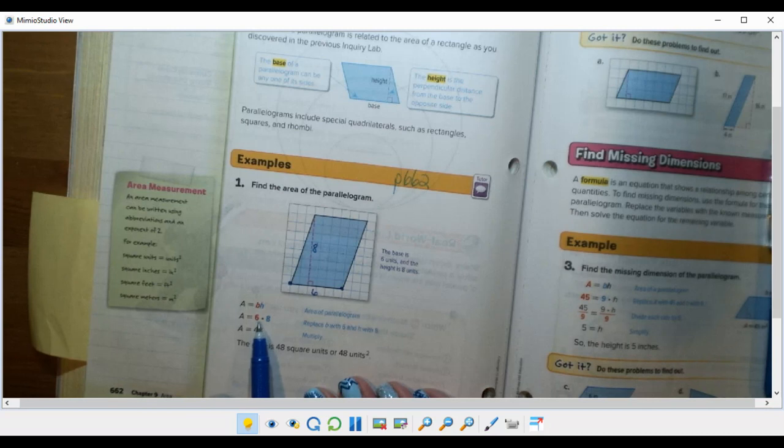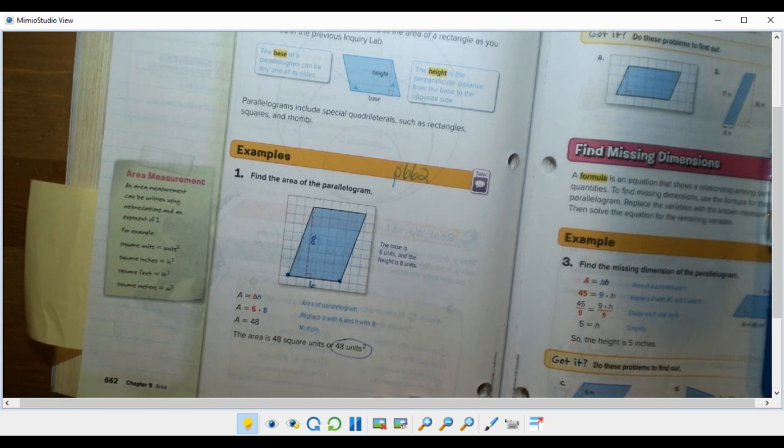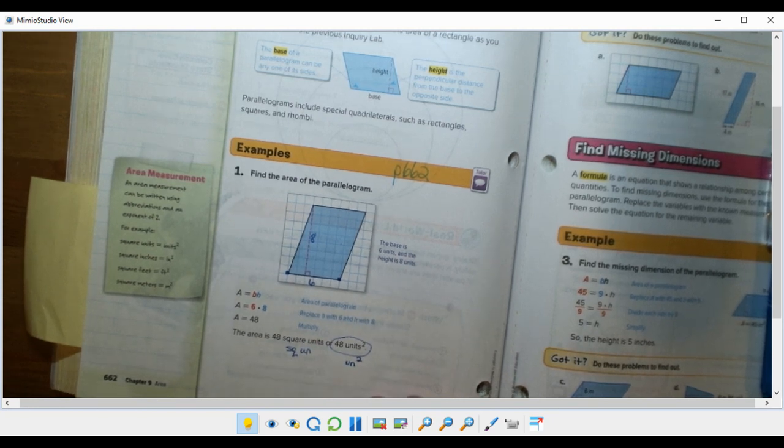So if my formula is area equals base times height, we're going to replace the base with 6. We're going to replace the height with 8, multiply them, and we get 48 square units or units squared. Okay, you can write SQUN for square units, or you can do UN with the exponent 2.